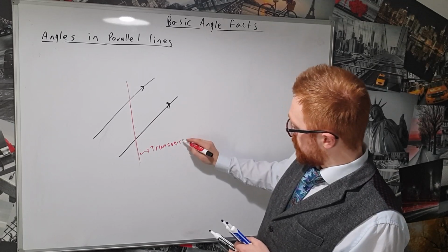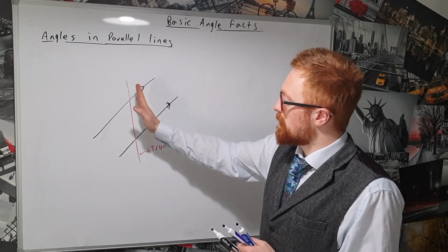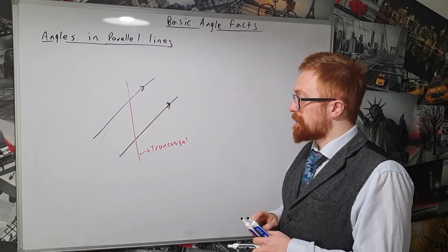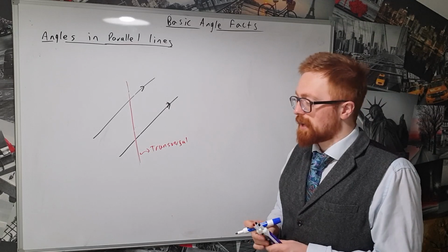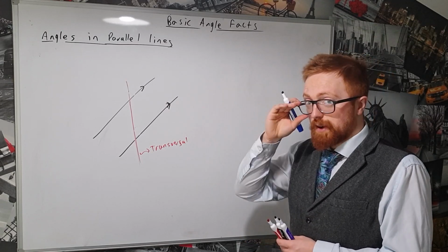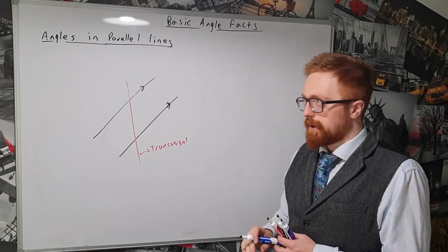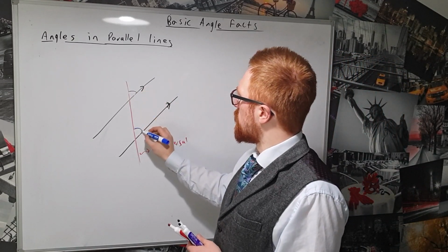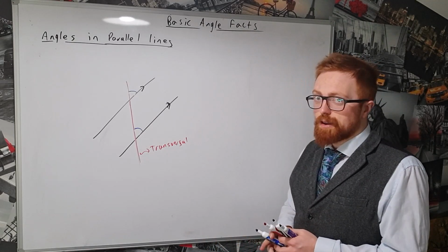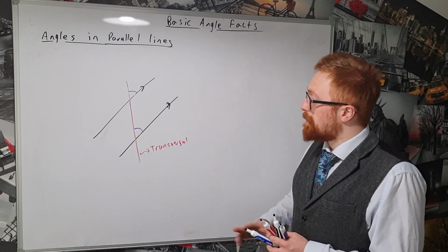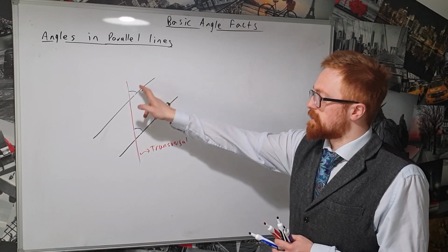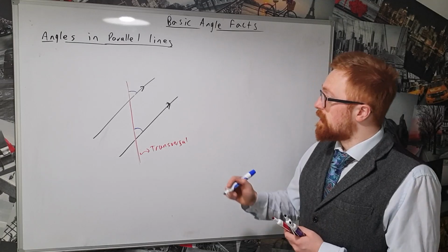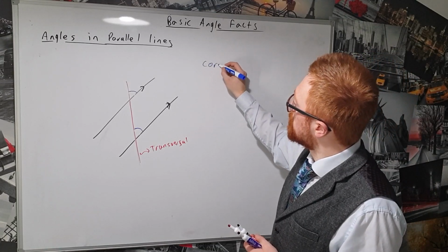Now, it's absolutely possible that there could be several transversals on a pair of parallel lines, but in this one we're just going to look at the one. So we need to be able to recognise different types of angles on this pair of parallel lines. So if we take this angle here and this angle here, you might notice that they look quite similar. And actually, because these lines are parallel, these two angles are exactly the same. And they have a special name. They're called corresponding angles.